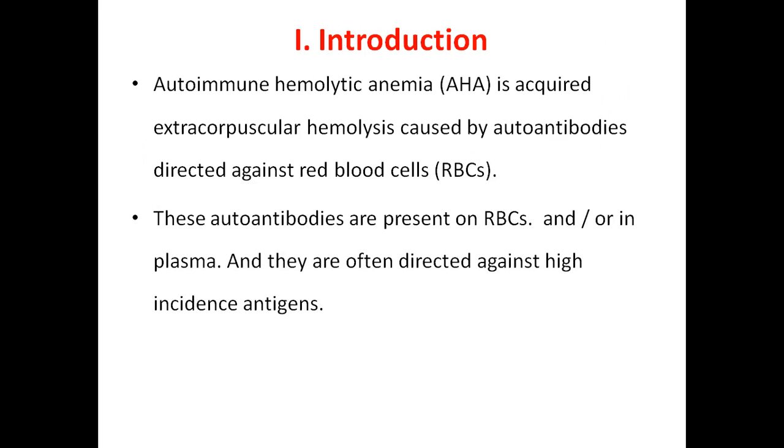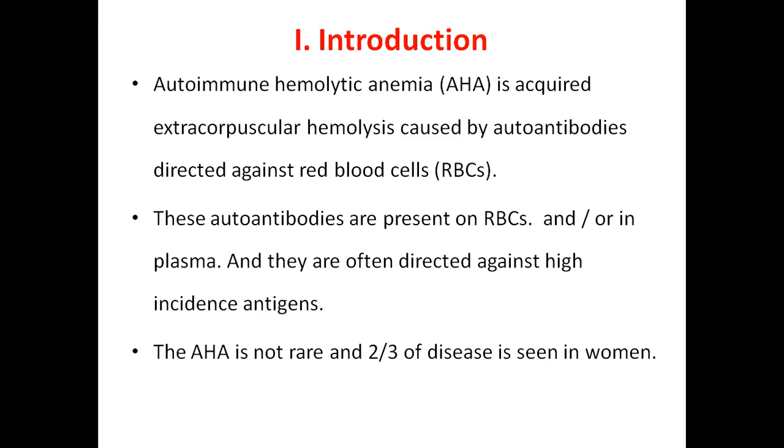These autoantibodies are present on red blood cells and or in plasma, and they are often directed against a high incidence antigens. The autoimmune hemolytic anemia is not rare, and 2/3 of disease is seen in women.